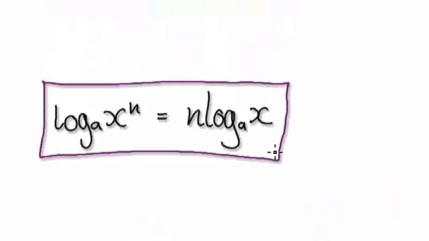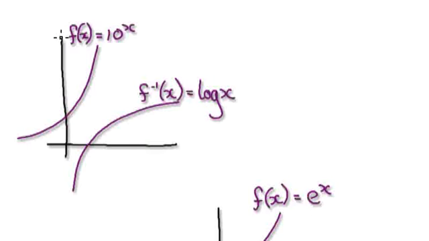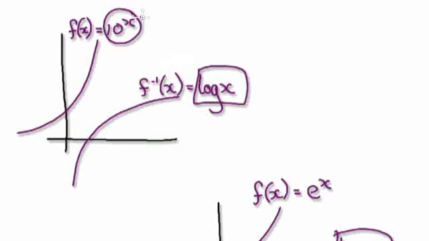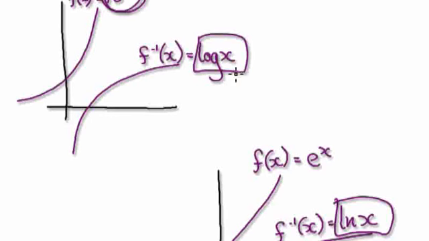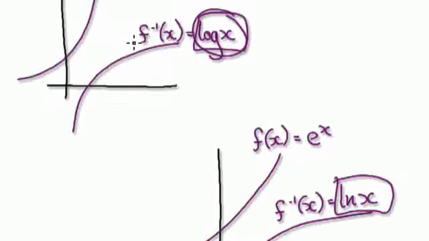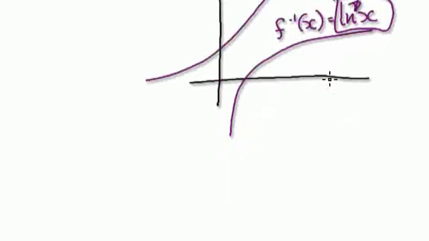And don't forget, when you have 10 to the power of x, the inverse has a special name. It's called log. In the case of e to the power of x, the inverse also has a special name because it's quite special, and we call it the natural log of x. So the normal log of x is the inverse of 10 to the power of x, and the natural log of x is the inverse of e to the power of x.